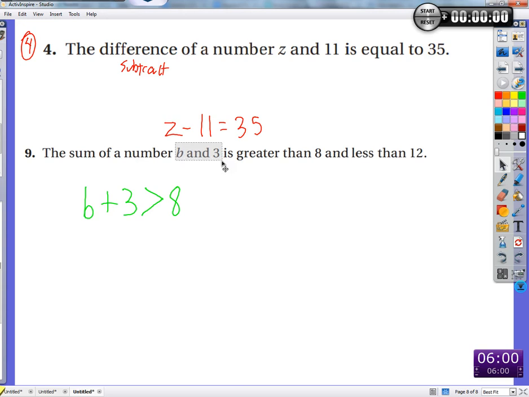And we're still talking about b plus 3, and is less than 12. How do we say less than 12? The other crocodile going the other way. b plus 3 is less than 12. Okay, so it's greater than 8, and at the same time it's less than 12. We could even put the greater than 8 part over here, and it would be right in between those two things.